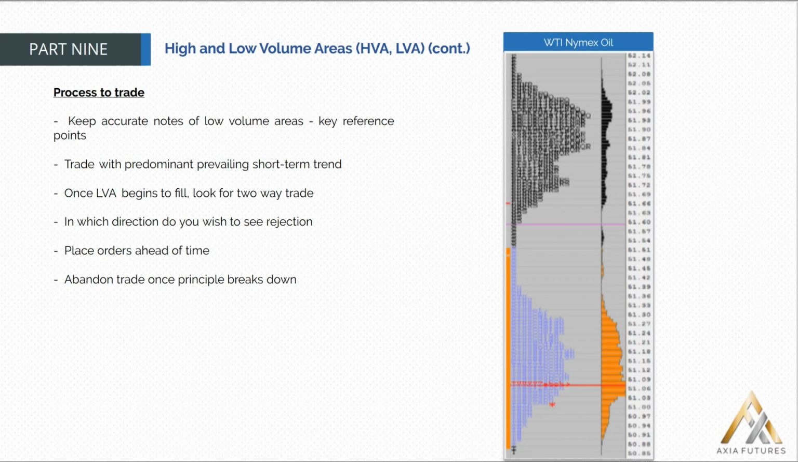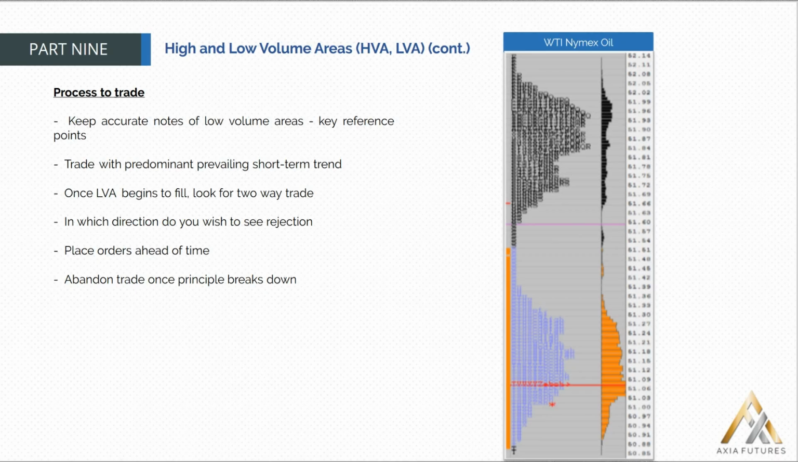Note, once the low volume area begins to fill, you want to look for two-way trade. In other words, once we start to get above and fill in those single prints, not only do we want to stop short side trades, but we then want to potentially look for long trades to fill in the low volume area and turn it into the potential high volume area.